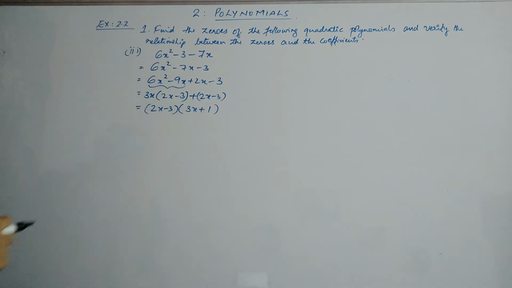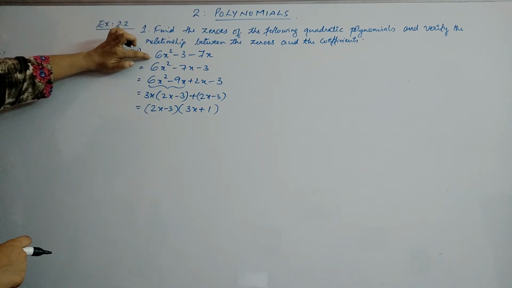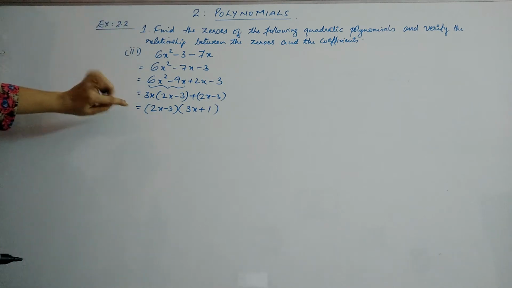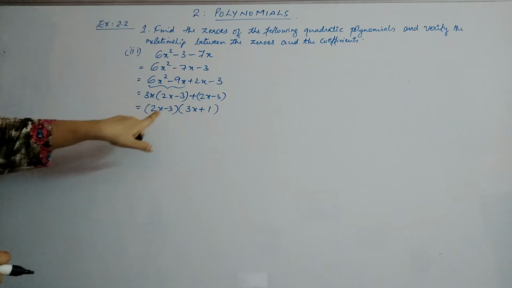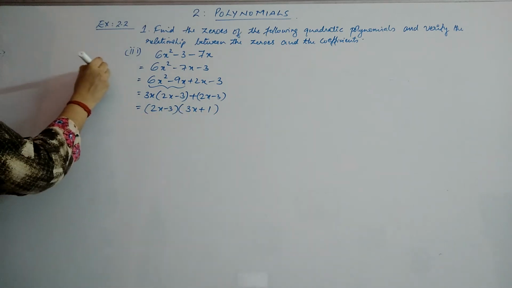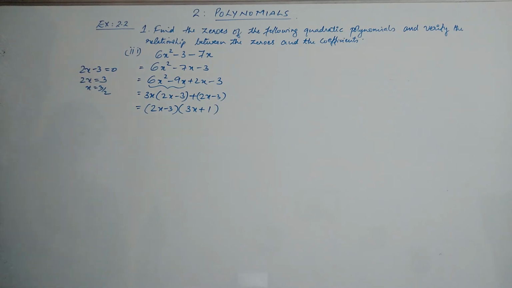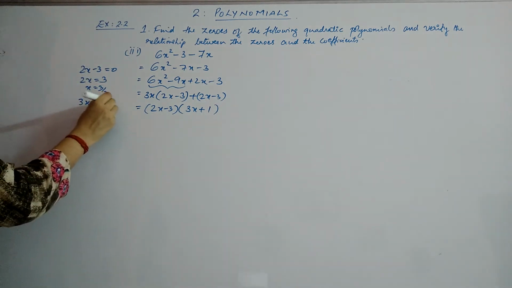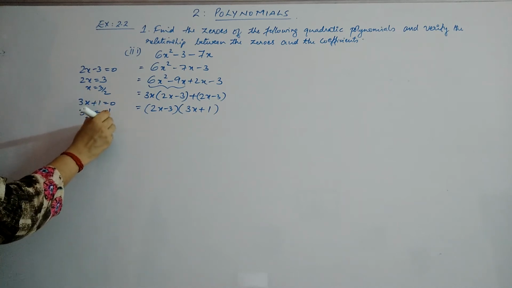Okay, so these are the two terms. Now this polynomial has two zeros, which you have to find out. So either 2x minus 3 is equal to 0 or 3x plus 1 is equal to 0. 2x minus 3 equal to 0 gives 2x is equal to 3, or x is equal to 3 by 2. And 3x plus 1 equal to 0 gives 3x equal to minus 1, or x is equal to minus 1 by 3.